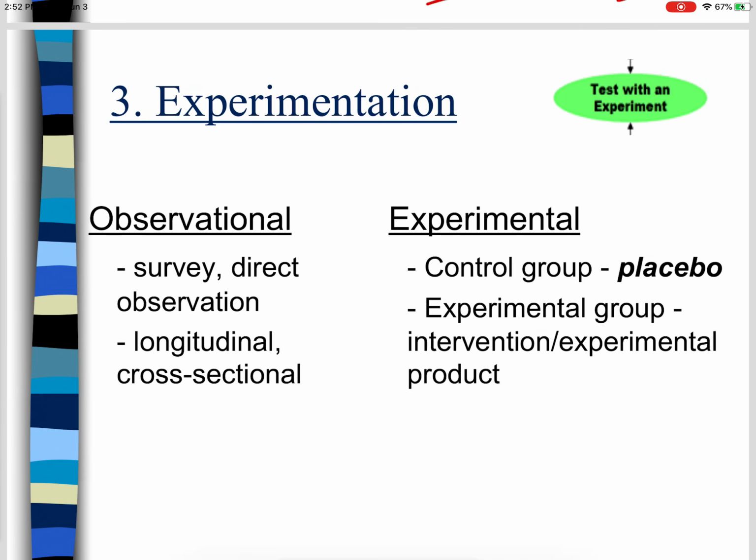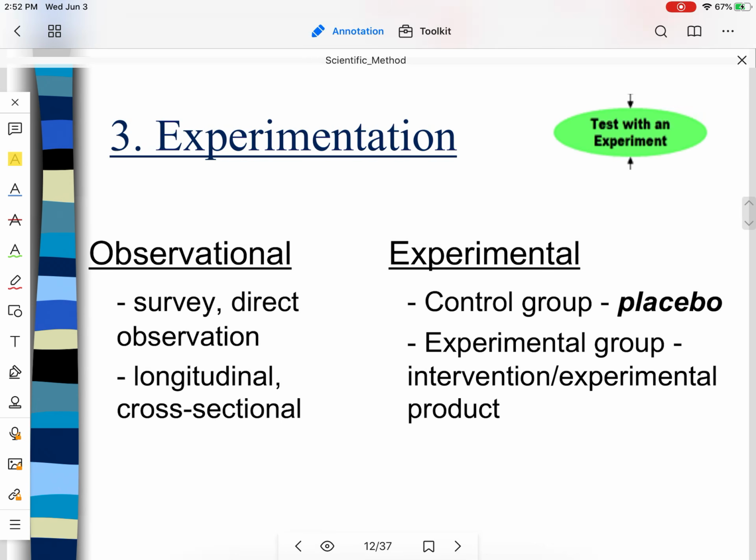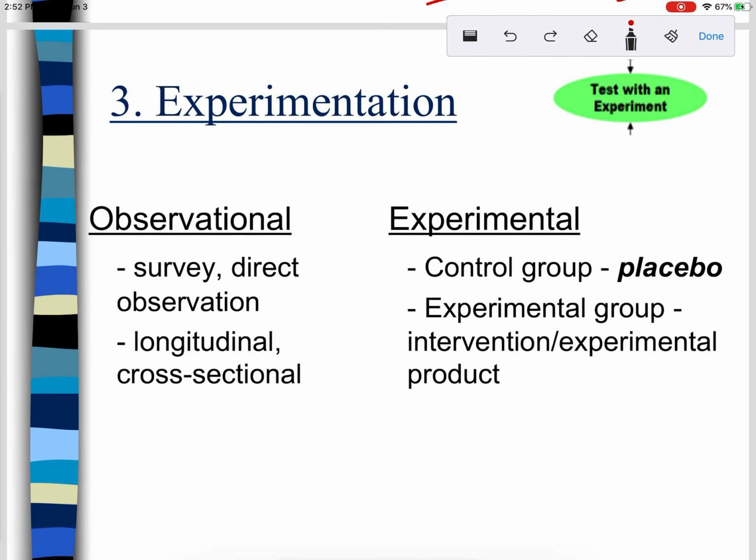There are different types of ways to set up your experiment. Now we have a lab on this. You're going to be able to set up your own experiment. It's so exciting. There are 2 main types of scientific studies. One would be observational, where you observe. A lot of times this is done through a survey.